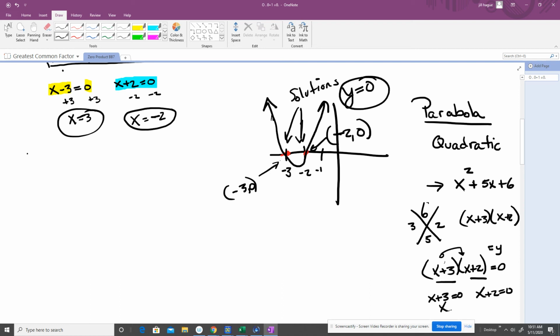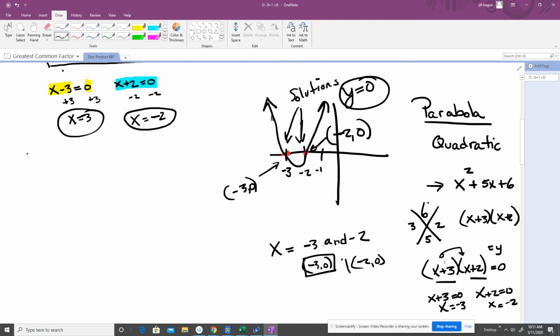So we solve these, and we know my solution is that x equals -3, x equals -2. So my answers to this equation here would be x equals -3 and -2. Those happen to be 2 points. It's -3, 0 and -2, 0. That part you don't need to know.